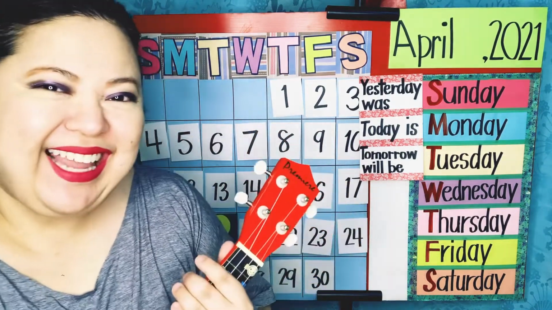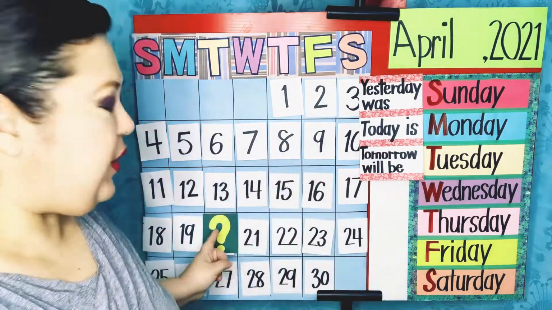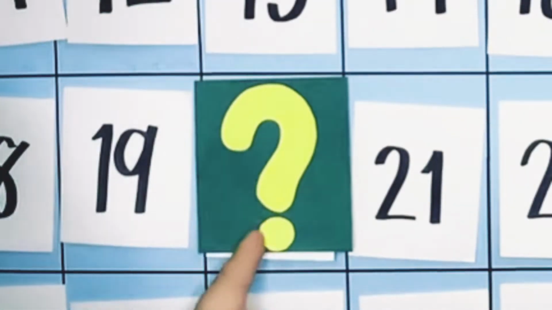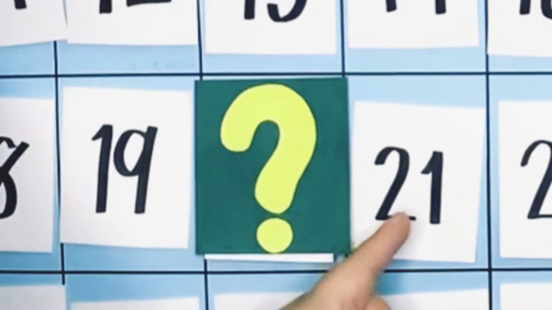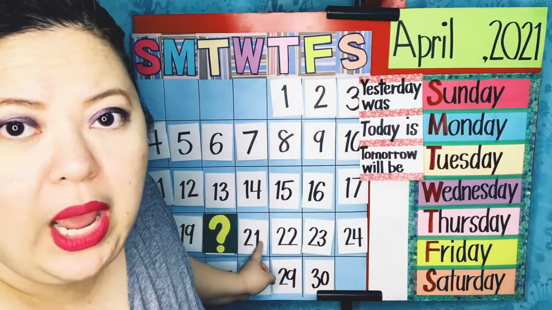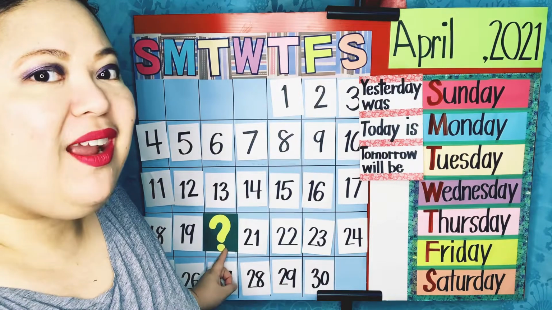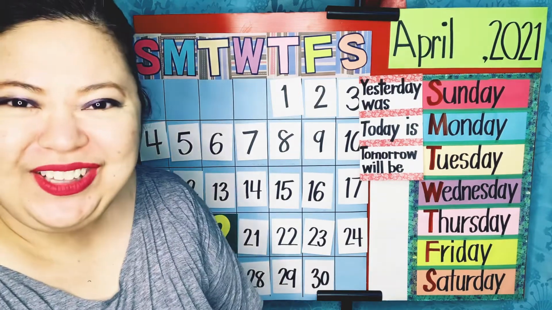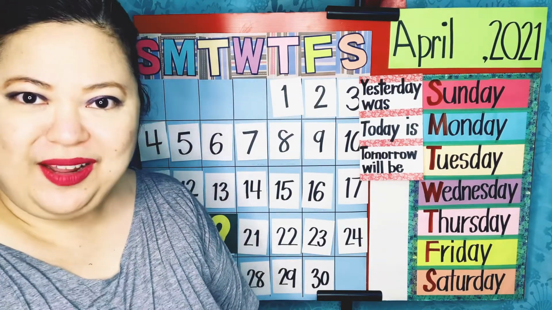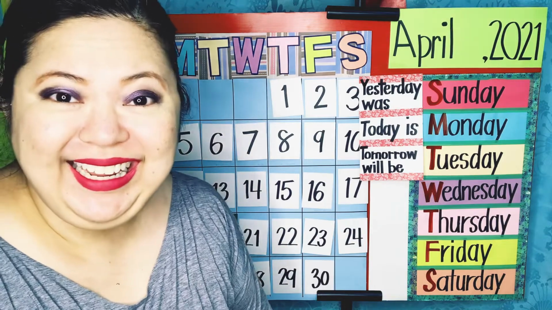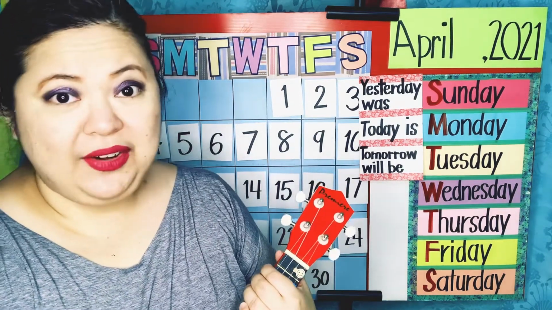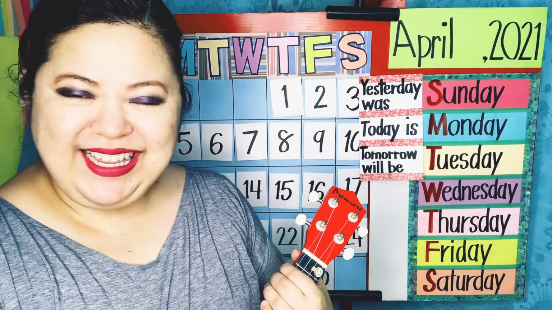Yes, because it's calendar time and we are going to figure out what number is in between the number 19 and this number, which is 21. Something's hiding under the yellow question mark and we're here together to solve that mystery. Are you ready? Before we count the calendar numbers, can we sing a song together?